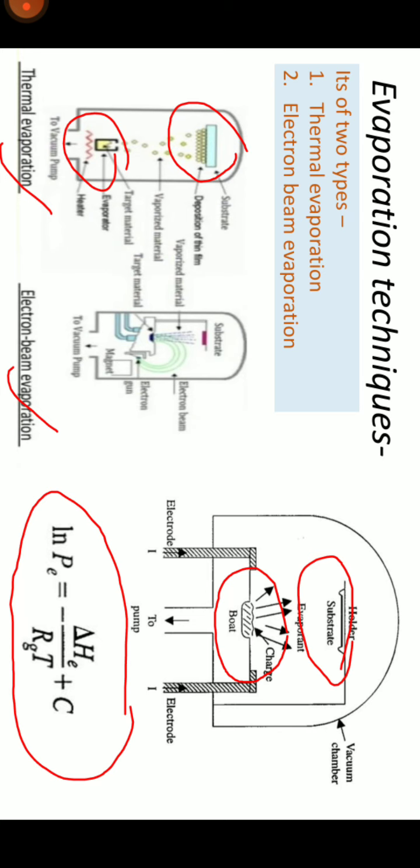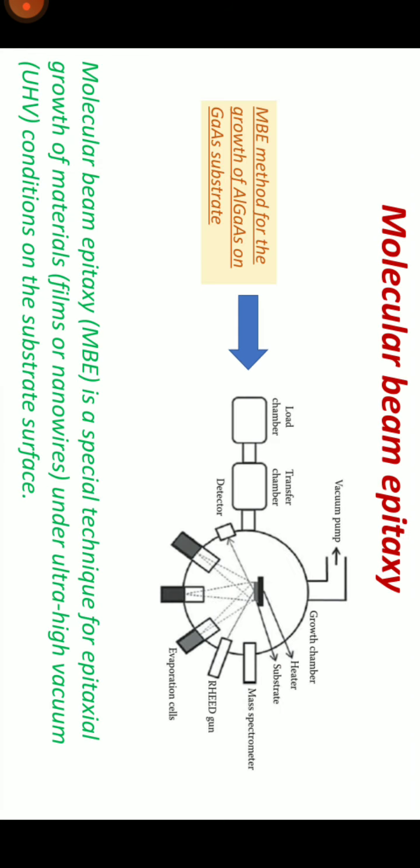The common use of this method is for depositing materials with very high melting points, such as tungsten, carbon and tellurium. It also has some limitations: a very high temperature process is required, and an ultra high vacuum of 10 to the power 4 torr is required. One of the great disadvantages is that the cost is very high for this method. Now coming to molecular beam epitaxy.